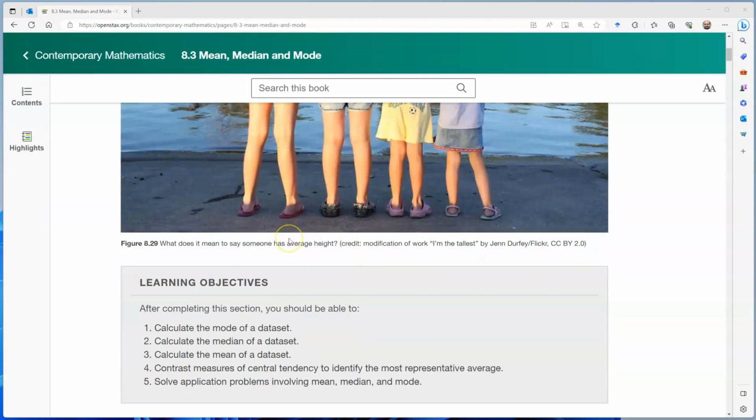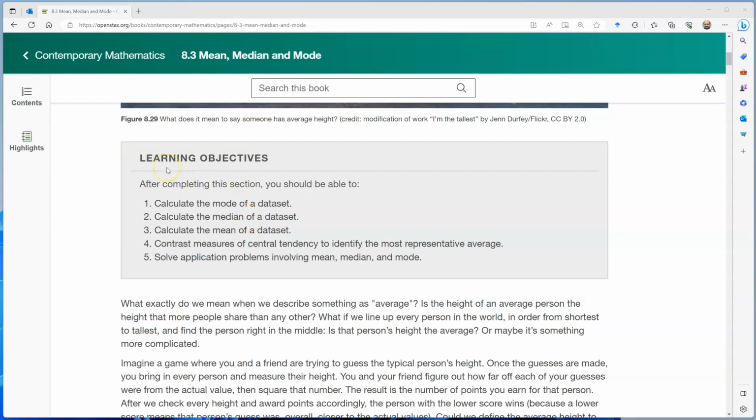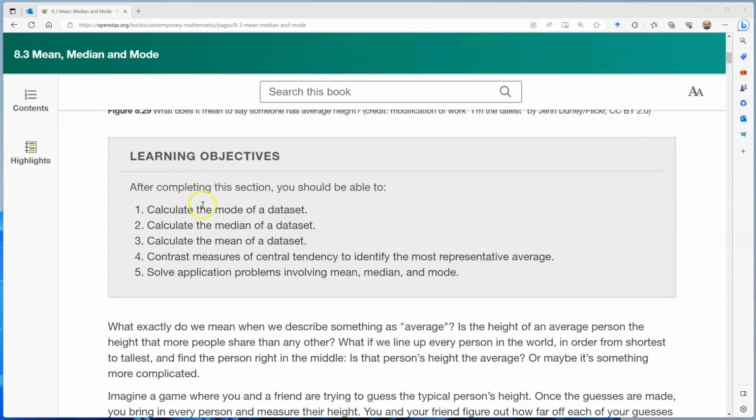All right. So what are we going to cover in this video? We're going to talk about the following learning objectives: the ability to calculate the mode, calculate the median, and calculate the mean. We're going to contrast measures of central tendency to identify which is the most representative of what's, quote, average, and then solve applications involving mean, median, and mode. So really the main story here is we're trying to figure out what does an average element or item in our data set look like.